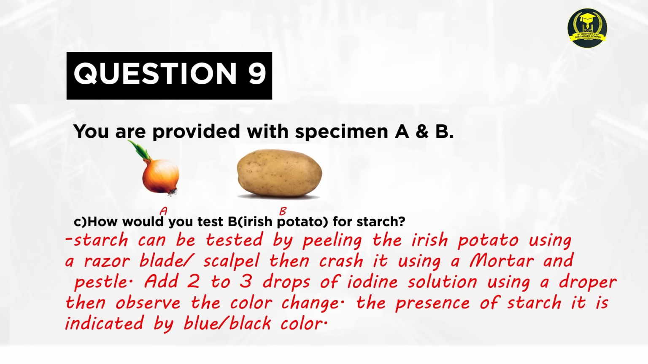Starch can be tested by peeling the Irish potato using a razor blade or a scalpel. Then crush it using a mortar and a pestle. Add 2 to 3 drops of iodine solution using a dropper. Then observe the color change. The presence of starch is indicated by blue-black color.